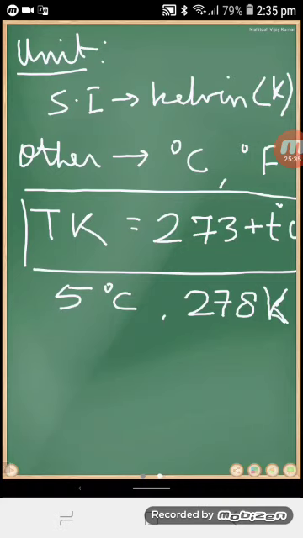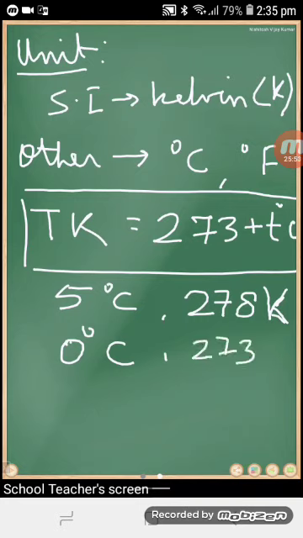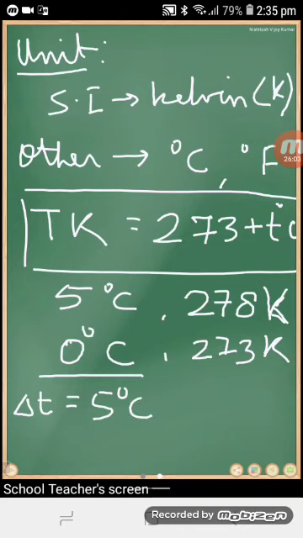Clear? Now, if I try to find out the change in temperature, suppose I have a temperature of 5 degrees centigrade and another temperature of 0 degrees centigrade. 0 degree centigrade is 273 Kelvin. Now I want to find out the change, delta T. Here the change is 5 degrees centigrade, and here the change is 5 Kelvin.